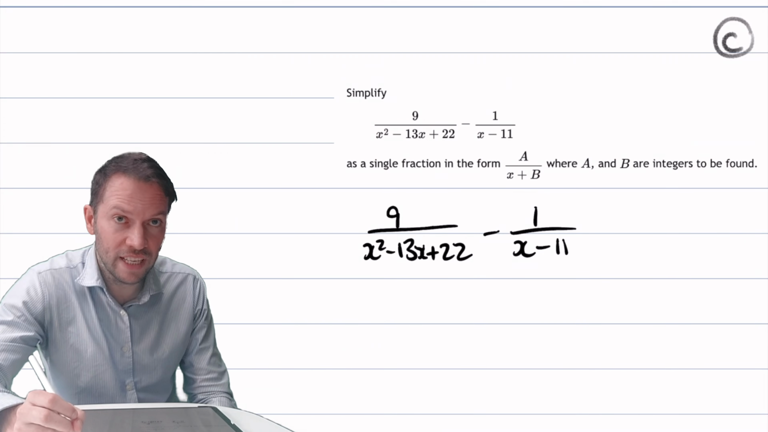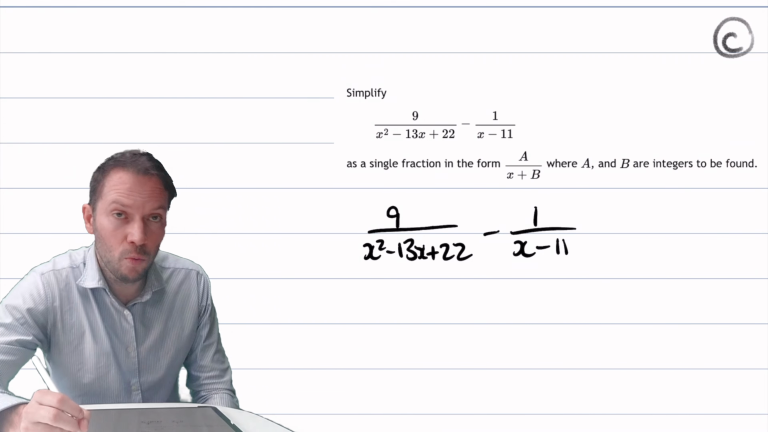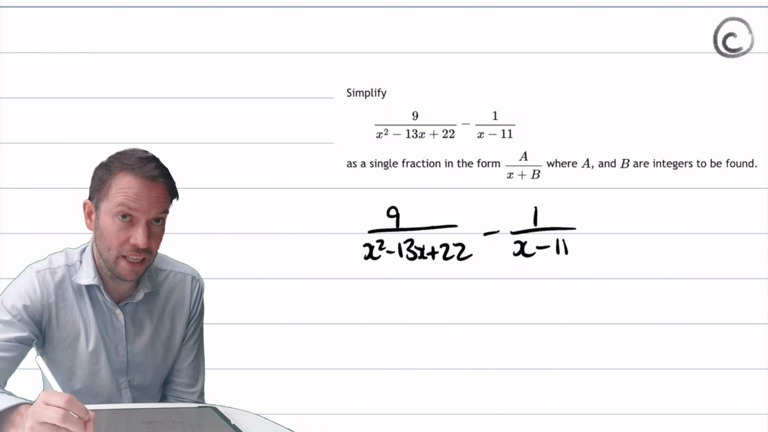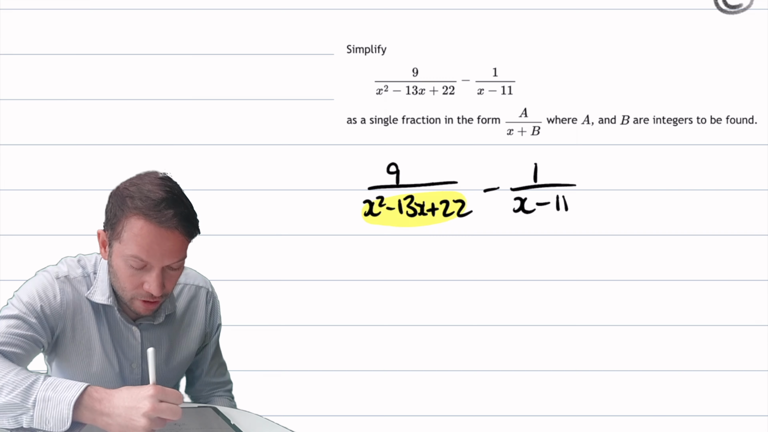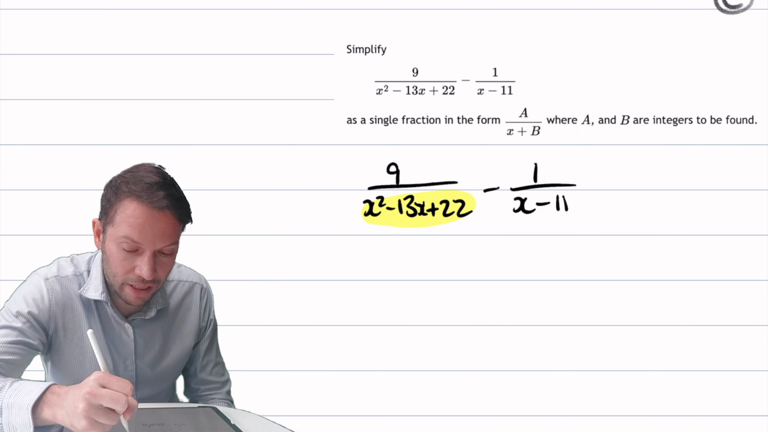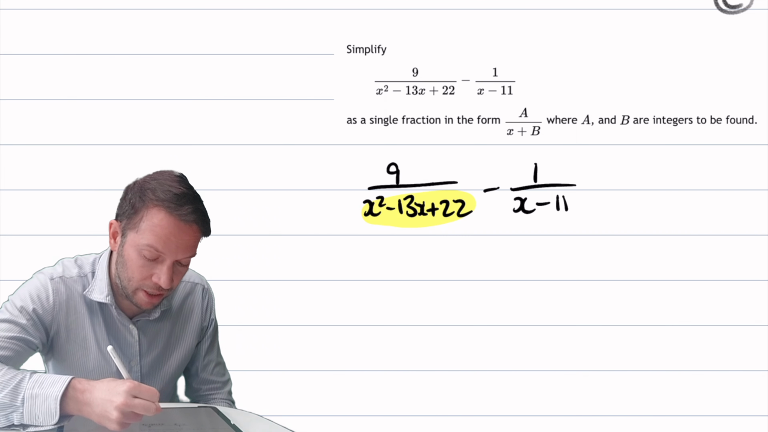Hi, in this video we're going to add or subtract algebraic fractions where prior factorisation of the denominators is needed. So, as I said, we want to factorise any denominators where we can of these fractions, and we're going to see why that might be a good idea.